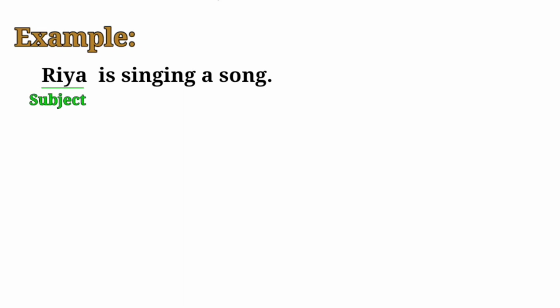At first, Ria is singing a song. In this sentence, we are talking about Ria. So, Ria is the subject of the sentence. And what is she doing? She is singing a song. So, is singing a song is the predicate of the sentence.